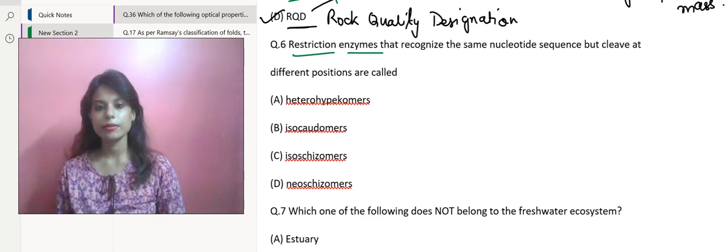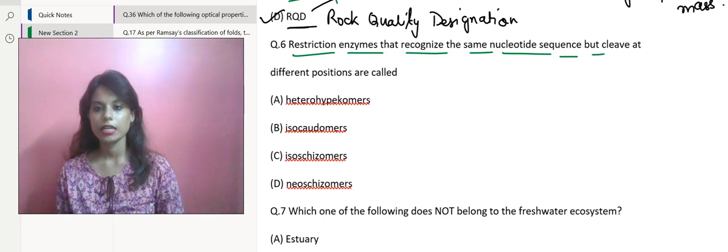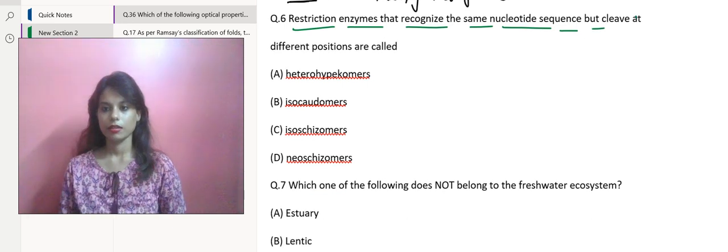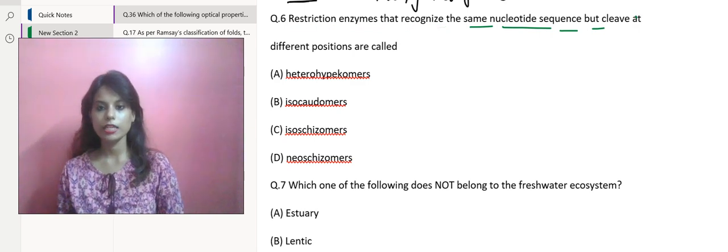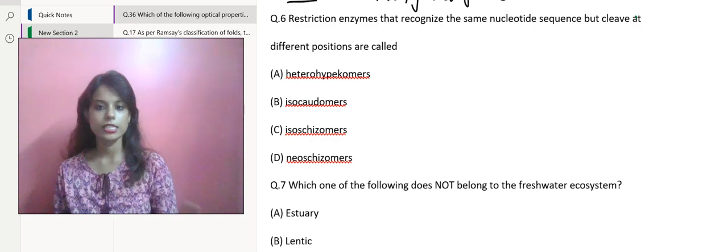Restriction enzymes that recognize the same nucleotide sequence but... okay, this question is from biotechnology, so I won't be doing this in this video. Maybe in some next video we will be discussing this.